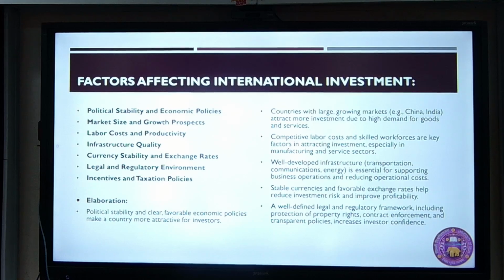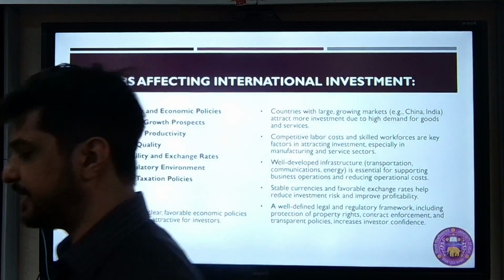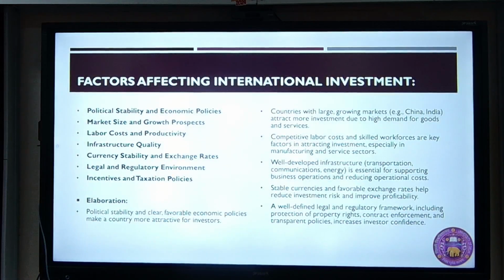Then we have incentives and taxation policies. This we've discussed. Subsidies or benefits to foreign investors can actually boost investments within the country.